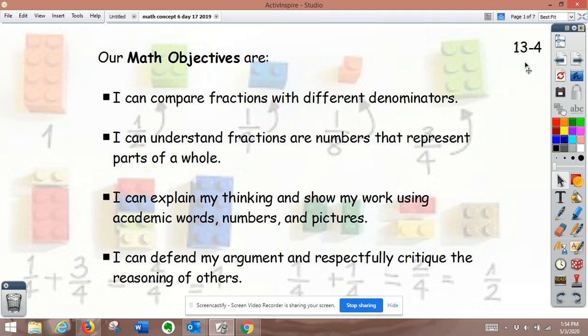Okay, here we go. 13-4. Our math objectives are: I can compare fractions with different denominators. So the bottom number, the denominator, is going to be different, but we're going to compare them. I can understand fractions are numbers that represent parts of a whole. I can explain my thinking and show my work using academic words, numbers, and pictures.